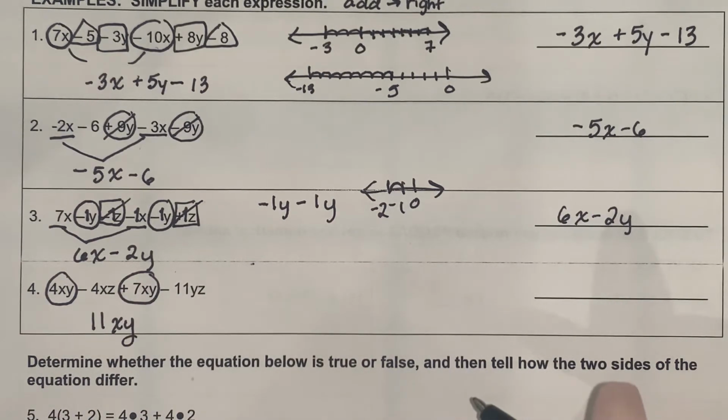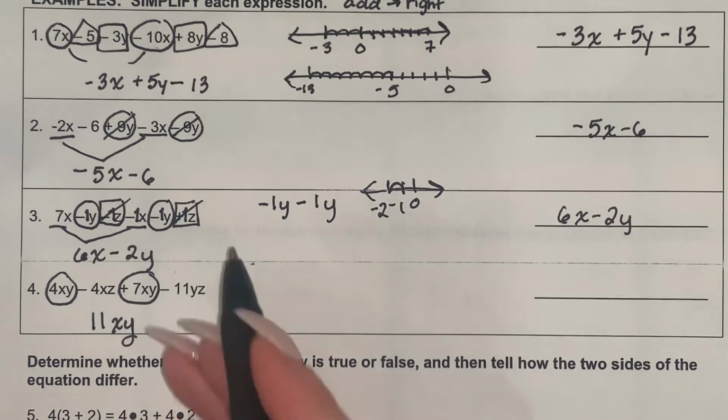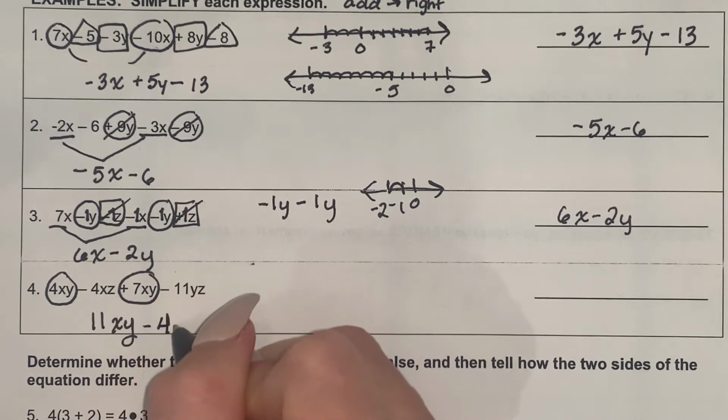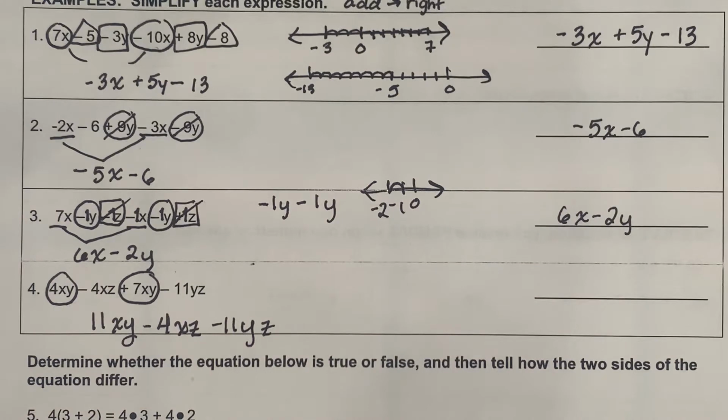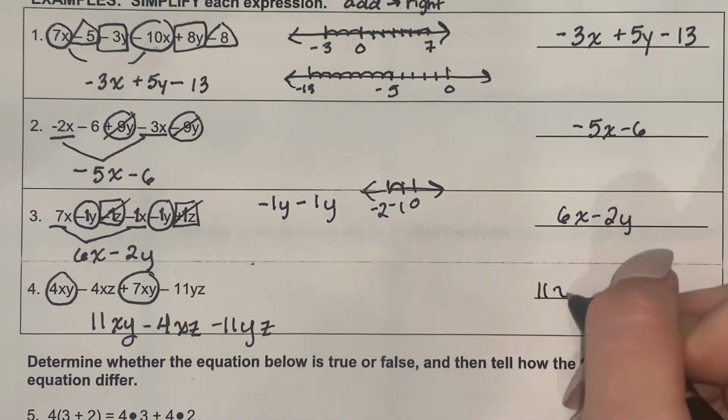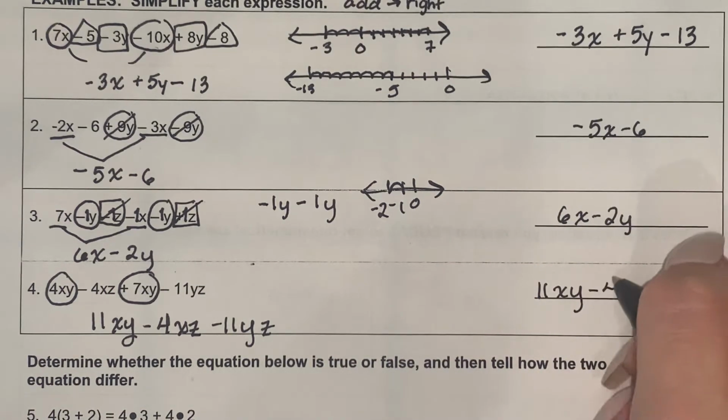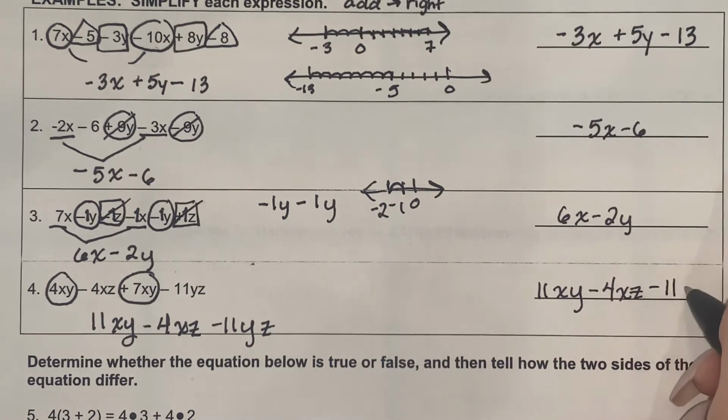And then we have an xz and a yz, and so neither of these are like terms. So they're just going to come along for the ride to the answer because they have nothing to be combined with. So that'll be 11xy minus 4xz minus 11yz.